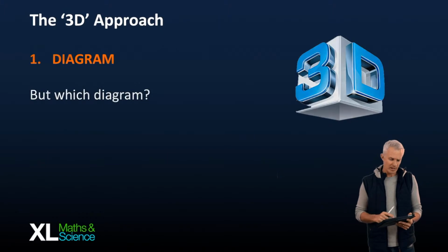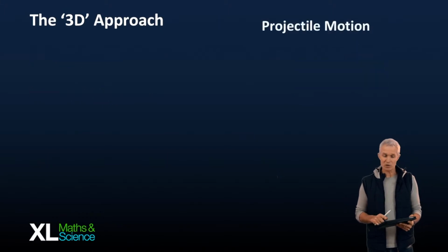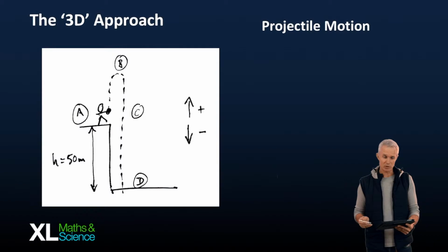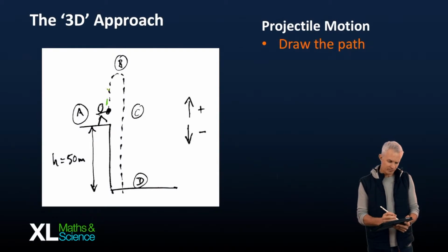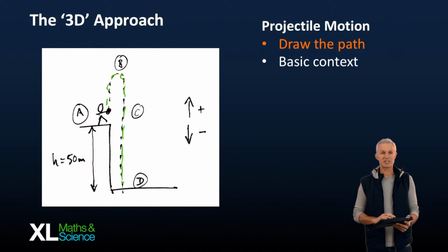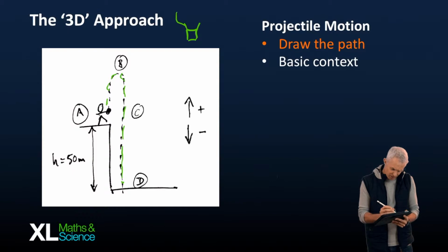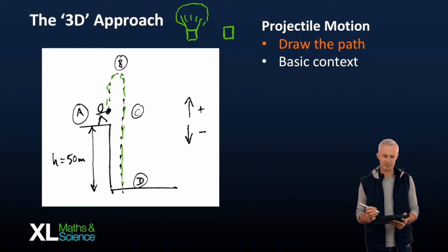Which diagram? Well, let's have a quick run through. If it's a projectile motion question, what you want is something like that. You want to be able to see the path of where the object is going. You want to be able to get an idea of the basic context. It doesn't have to be fancy. If it's a hot air balloon, you don't have to spend hours trying to draw a fancy hot air balloon, etc. Just draw a block, okay?